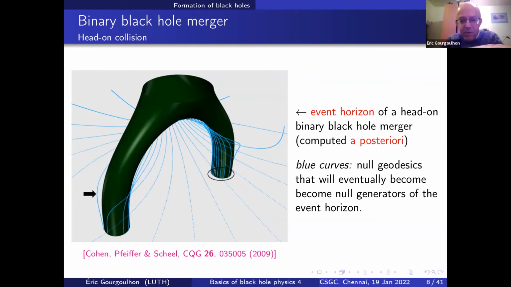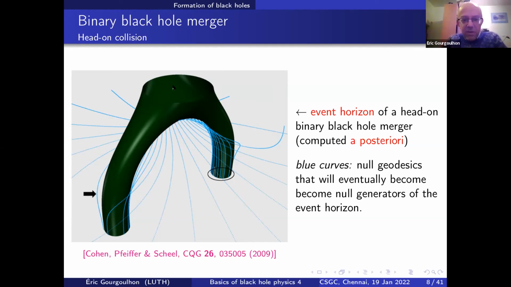So you have to know all the future of your spacetime. So this is not possible at each time in the numerical computation. It's only after the computation is finished and it has been pushed forward enough in the future that you can retrace back the geodesics and then determine the event horizon. So this is this black surface here. In blue, you have some geodesics which are not part of the event horizon yet, but they will join the event horizon and merge and then remain on it in the future.